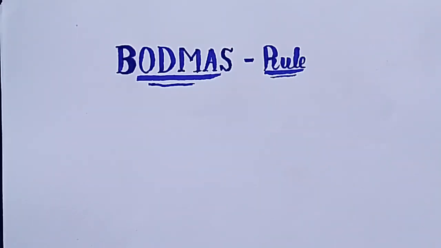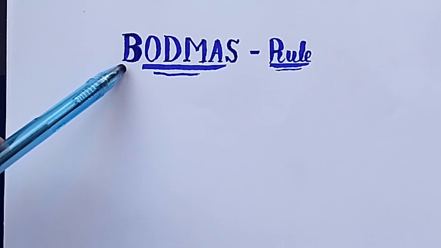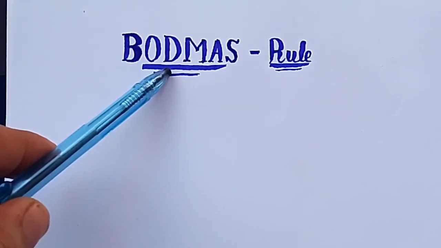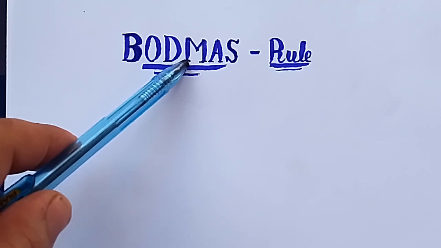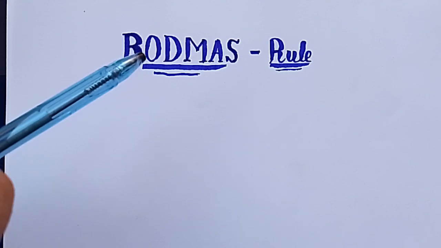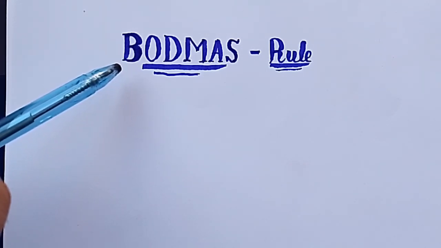Viewers, in this video you will learn what the BODMAS rule is and how we can use it when different operations are involved in one step. So let's start our video. In BODMAS, B means bracket, O means order, D means division, M means multiplication, A means addition, and S means subtraction. So first, if we have all the operations involved in one step, we have to remove the bracket.